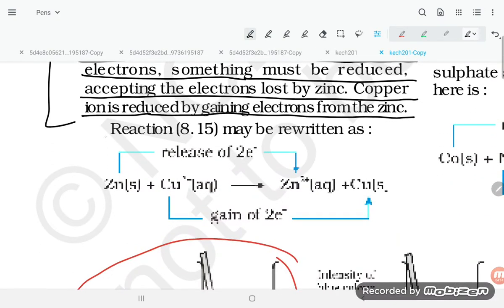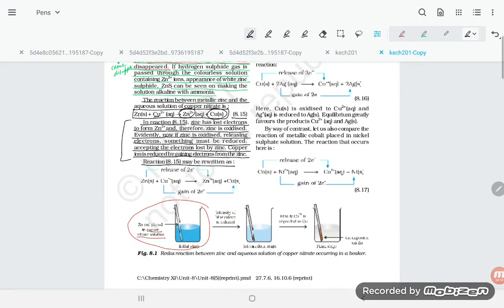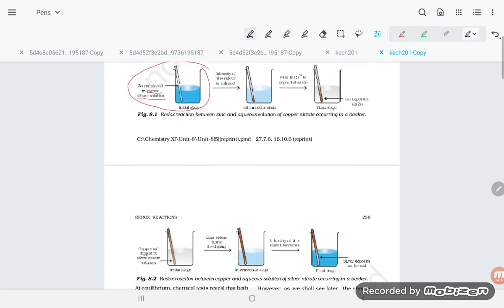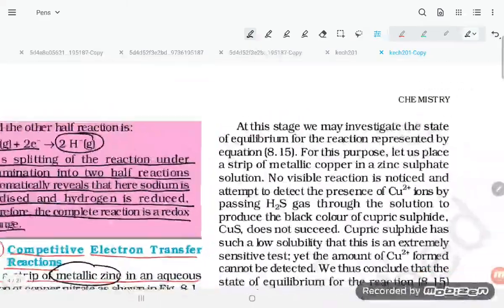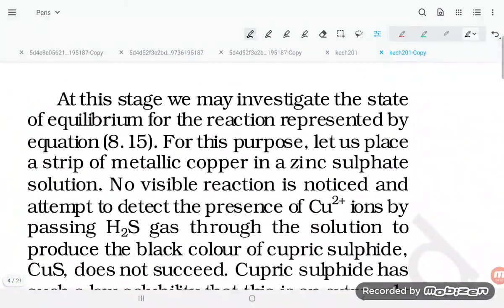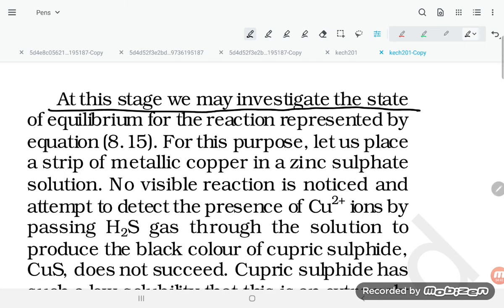Now the reaction 8.15 may be written as: Zn solid plus Cu2+ converting into Zn2+ and Cu solid. Zn is releasing 2 electrons and copper is gaining 2 electrons. Now at this stage we may investigate the state of equilibrium for the reaction represented by equation 8.15.